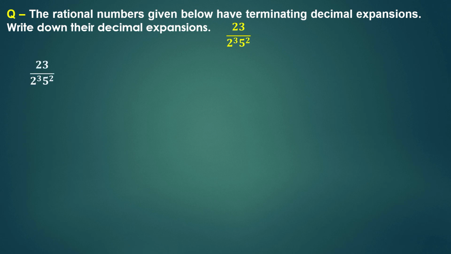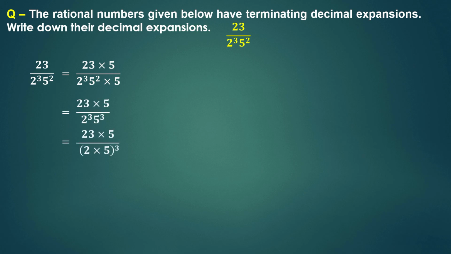We have to make the powers of 2 and 5 equal in the denominator. For this, we will multiply the numerator and the denominator with 5. This will make the powers of 2 and 5 in the denominator equal. So we can now write the denominator as 2 into 5 whole cube, which can be written as 10 cube. In the numerator, we have 23 into 5. On multiplying 23 and 5, we get 115, and in the denominator, we have 1000. So, the decimal expansion will be 0.115.